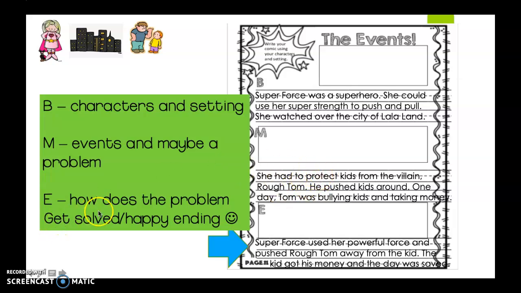And then at the end, remember, how does the problem get solved? You want some kind of a happy ending. So you don't want to just say, the kid was saved. Tell me how. Superforce used her powerful force and pushed Rough Tom away from the kid. Then what? The kid got his money back, and there's your happy ending. The day was saved. All right, so this is how you fill in a beginning, middle, and end graphic organizer with your character setting and your events with your problem and your happy ending.